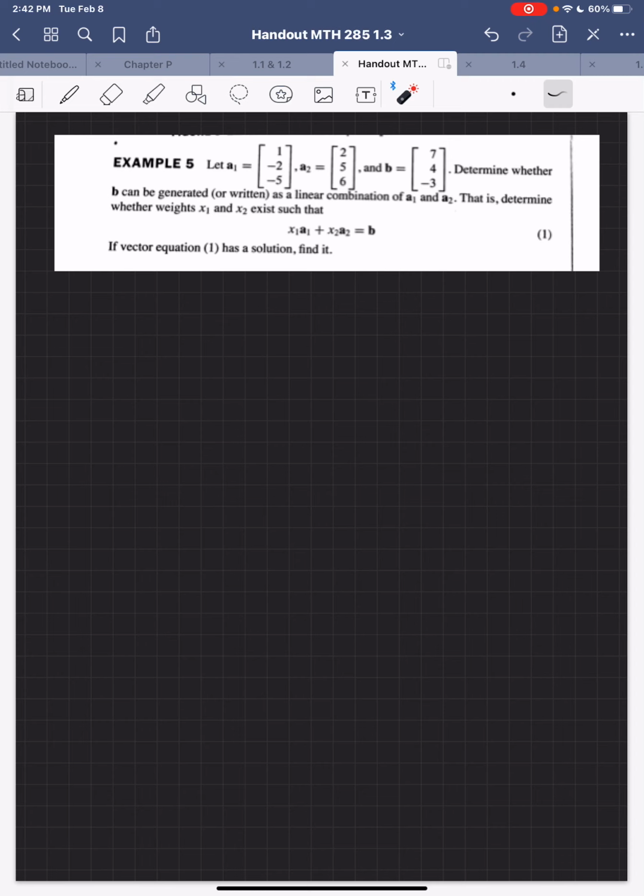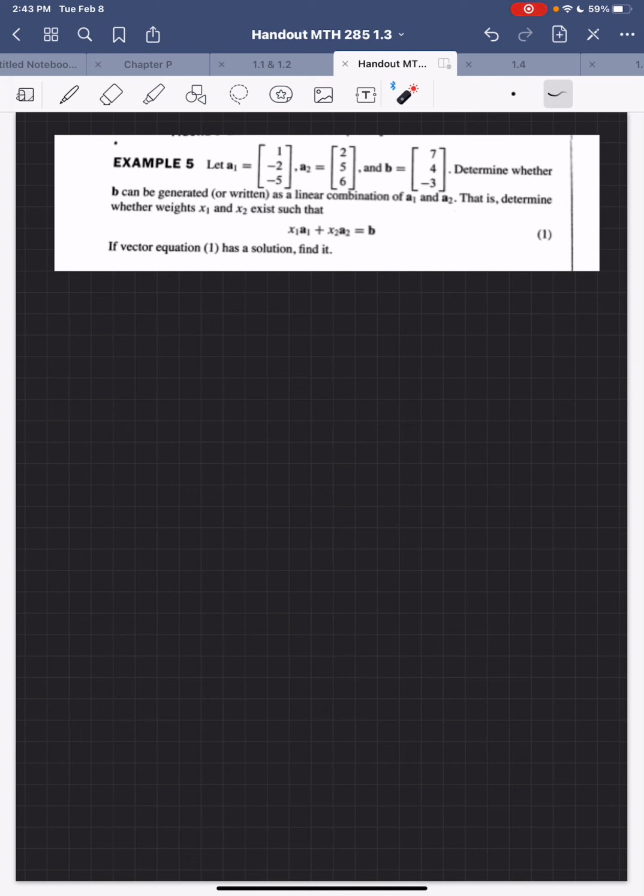Very, very important example. Probably the most important out of this entire section. Okay, so it says let a sub 1, a sub 2, and b be defined as follows. Let's try to make sure we understand. We have 3 rows, 1 column, so this is a 3 by 1. This is a 3 by 1. This is a 3 by 1. This meets our definition of column vectors. Okay, so we are given 3 vectors.